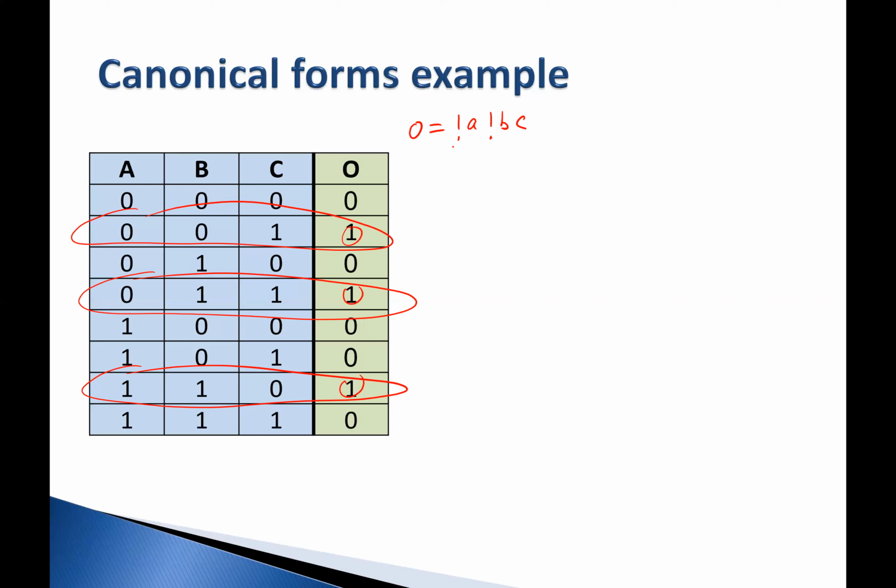How about I do that here? Not A, not B, C. Okay, how about this one? Not A, B, C. So far so good. How about this one? A, B, not C. Sounds good? So now all you need to do is just to write them out. I have not A, B, C, plus A, B, not C.